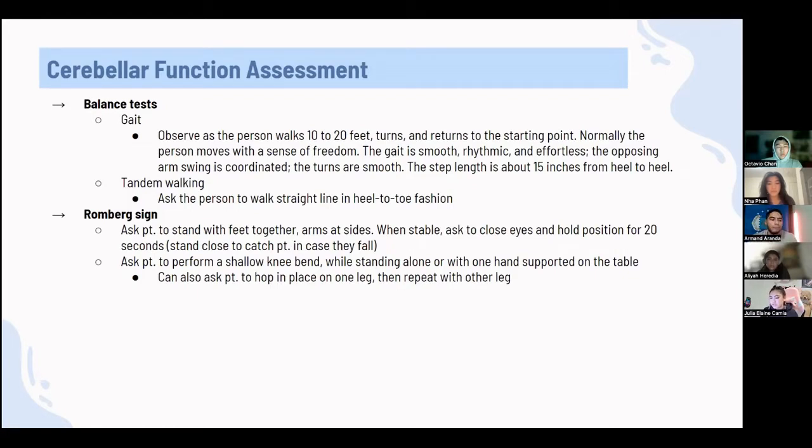And you could also ask the patient to perform a shallow knee bend while standing, or you could have them hold the table, or even ask the patient to hop in place on one leg and then repeat with the other. You could just test this with your nursing judgment to see if you need one test or the other test. You don't have to perform all of them if you don't see any abnormalities.